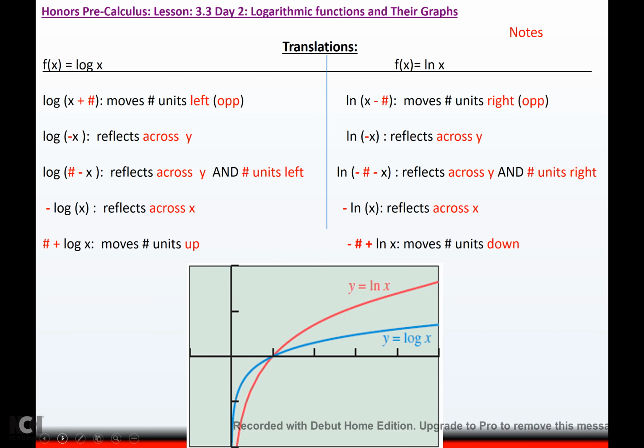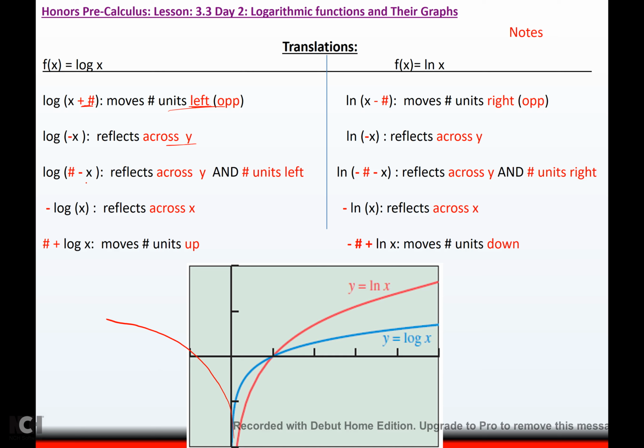Alright, so what we do to get our transformations is, if they're logging something and they're adding or subtracting with the x, then it's going to move left or opposite. I mean, if they're adding, it's going to move left, yeah? But adding or subtracting, left or right. If they're multiplying the x by a negative on the inside, that's going to reflect it over y, which would turn it this way, okay?